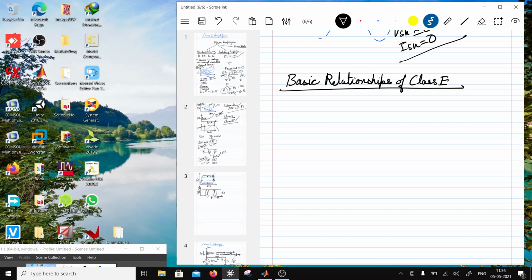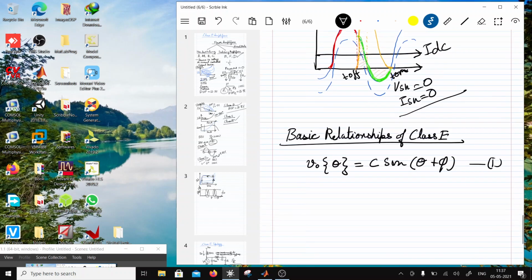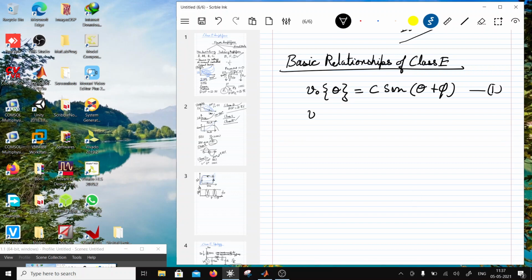Okay, so we have got V naught, and V naught is a function of theta. Okay, so then you have V naught is equal to C sine of, okay, so I'll just do it. If I make a mistake, I'll pause and correct it. Fine. So this is equation number 1. So this is the load voltage. So the load current I naught is again a function of theta. Okay, so this will be C by R sine of theta plus phi. So this is the load current.